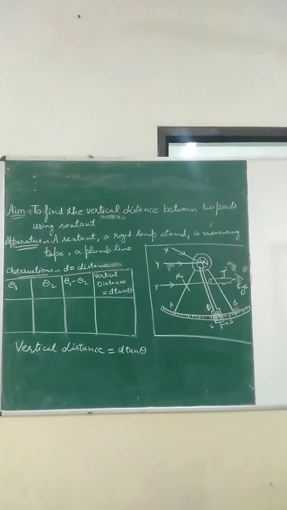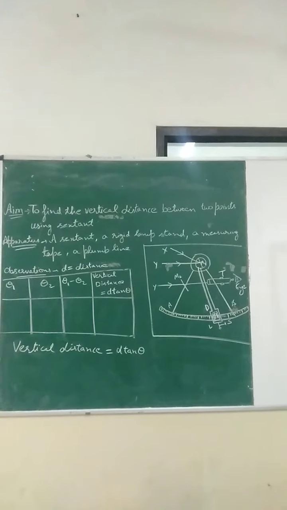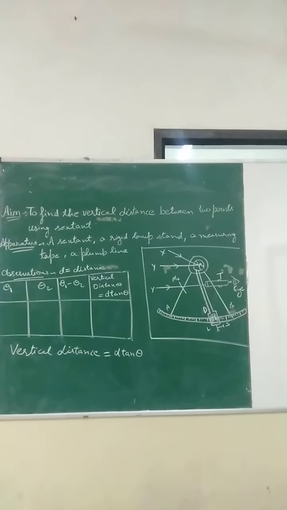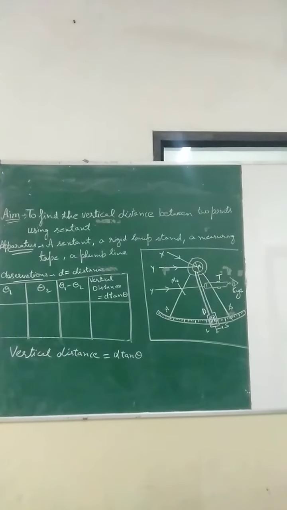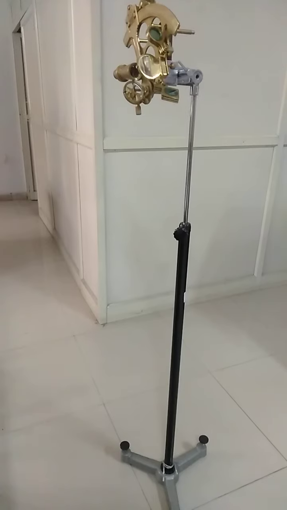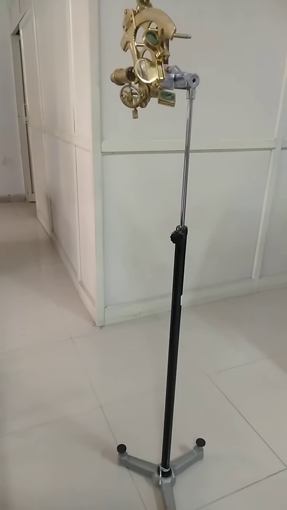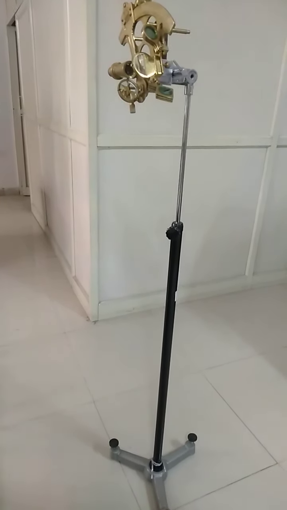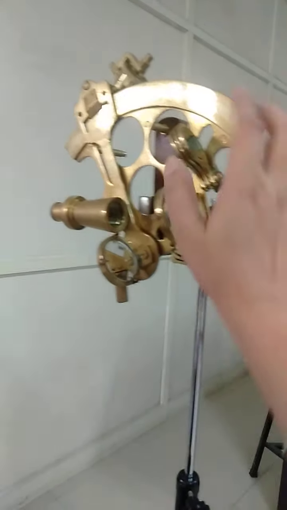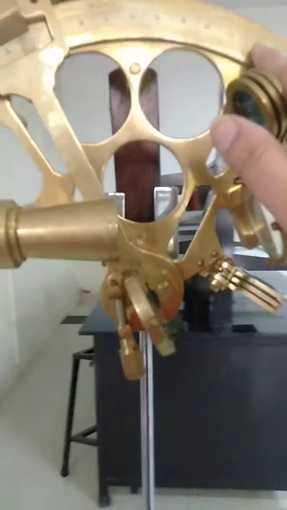Here in the picture I have shown the sextant. L is the scale, T is the telescope, X and Y are the vertical points which I am going to measure. Beta, this is the sextant stand. A lamp stand is there upon which the sextant is hung. This is the sextant, and here are the scales of the sextant.